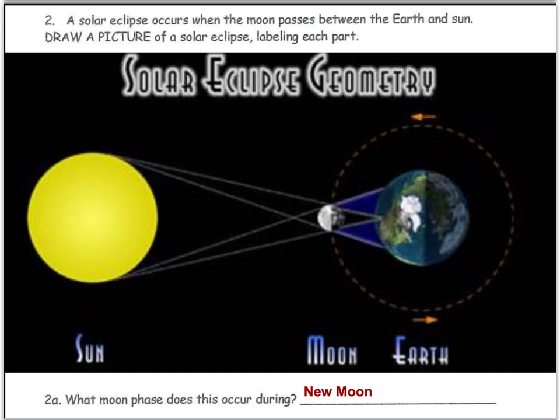Here's another picture of the solar eclipse so you can look at it. And it says on the bottom, what phase does this occur during? If you remember the picture of the solar eclipse, it's like a dark circle with the flame of the sun around the dark circle. Go on Google Images and search solar eclipse and you'll know what I'm talking about. The dark circle is the new moon phase.